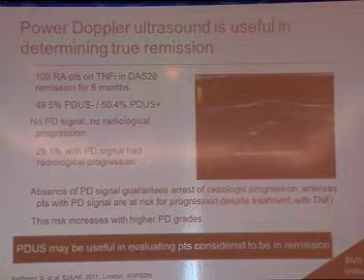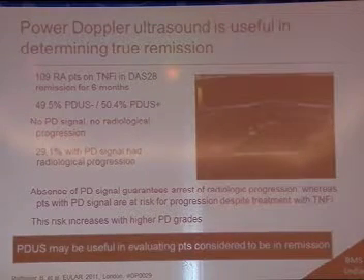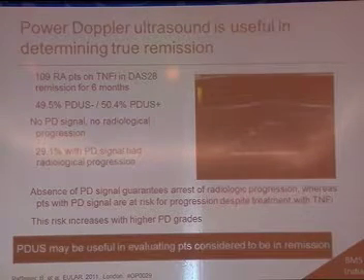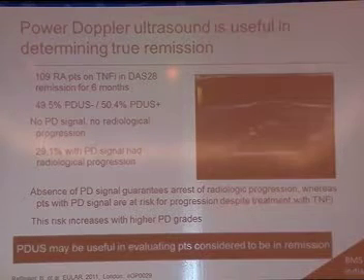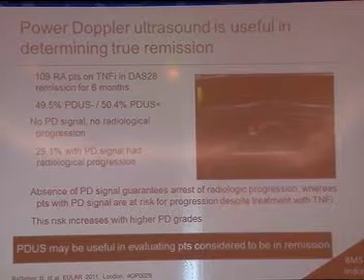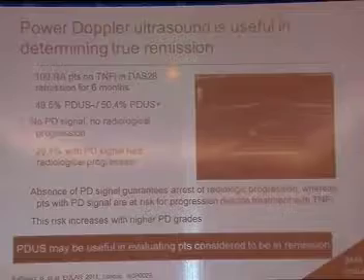Now, this is a study conducted in 109 RA patients on TNF alpha, and this shows that absence of PD signals guarantees arrest of radiographic progression, whereas patients with PD signals are at risk of progression despite treatment with TNF alpha blockers. The risk increases with higher PD grades. PDUS, the power Doppler ultrasound, is useful in evaluating patients considered to be in remission.